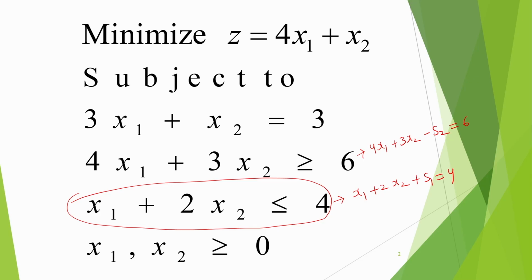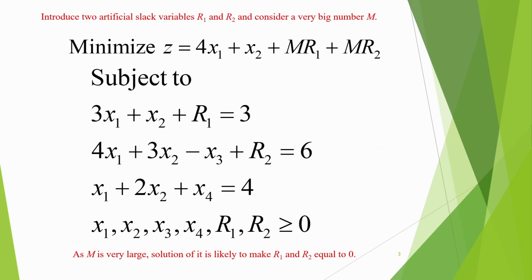So, there are two methods to tackle this type of problem. One is called the big M method, the other is called the two phase method of simplex. First let me explain the big M method. Whenever we do not get a slack variable, we put artificial variables R1 and R2, as many as needed. In this case, two constraints were not having any slack variable. So, we put them there.